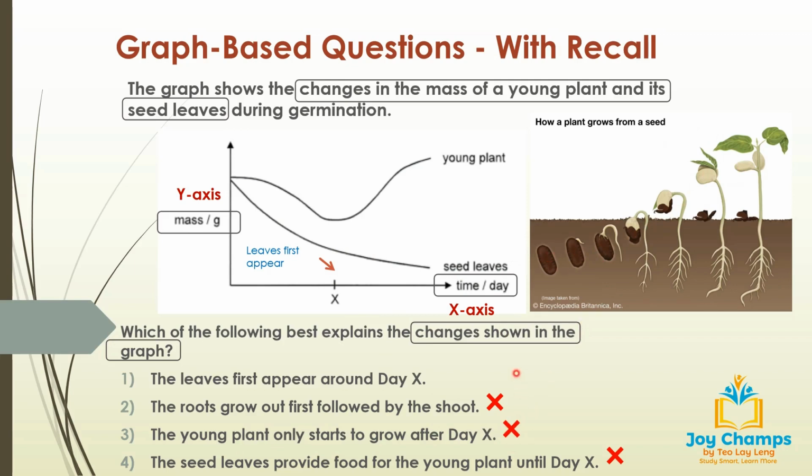And that leaves us with only one option. The leaves appear around day X, which is true, because immediately after day X, the plant has started photosynthesizing, therefore it is now gaining mass. So boys and girls, the correct answer to this question is option number 1.